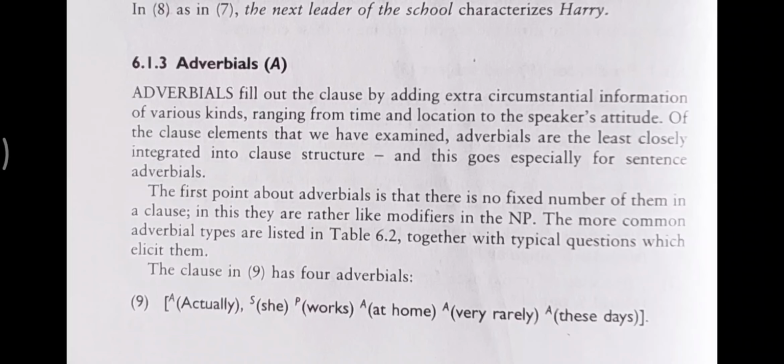Adverbial is that there is no fixed number of them in the clause. It means it may be 3, 4, 5 or so many types of adverbials may come up in the sentence, and that is what we have seen in the adverbials that are listed in the following ninth number sentence, which will tell you more in detail.